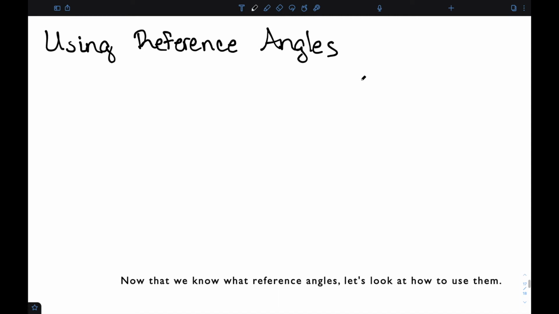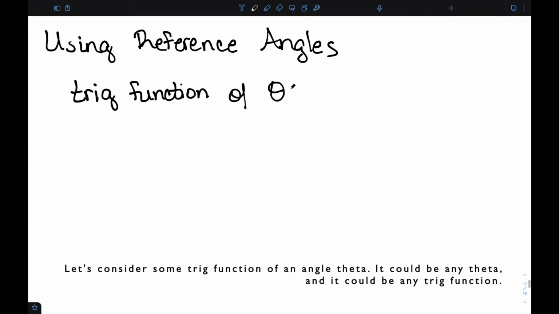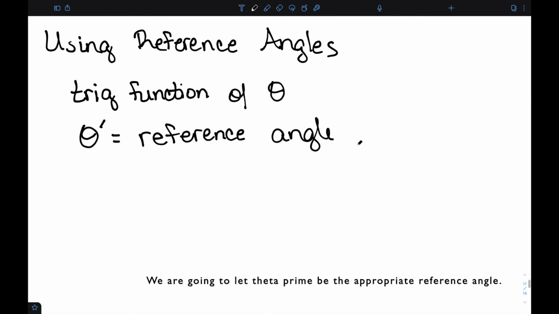Now that we know what reference angles are, let's look at using them. Let's consider a trig function of some angle theta. Could be any theta, could be any trig function. And we're going to let theta prime be the appropriate reference angle. Since theta prime is an acute angle, all of the trig functions will always be positive.